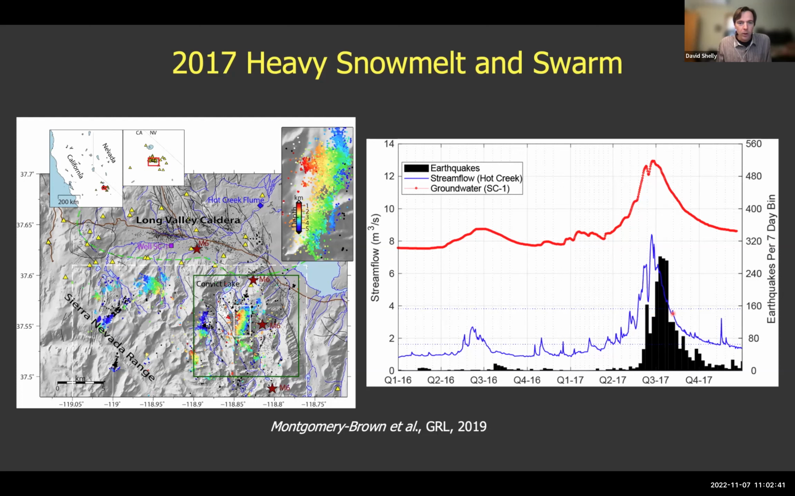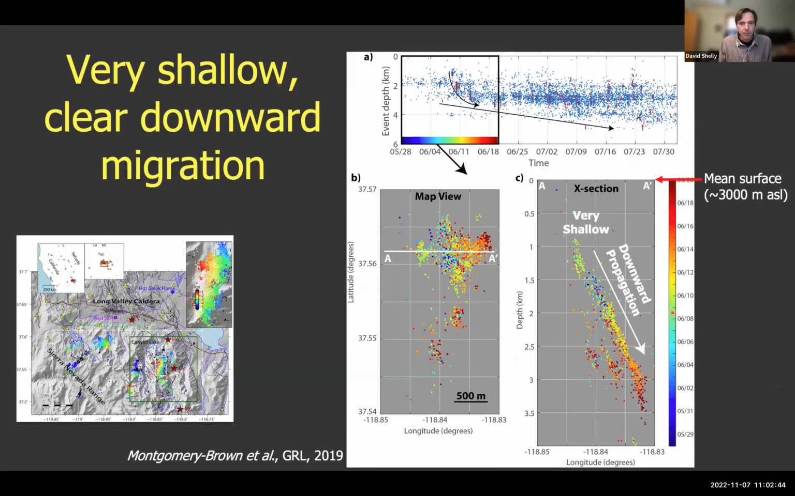So what we found when we relocated the seismicity from this sequence is that the seismicity, for one, was very shallow, and for two, it had a clear downward migration trend. And this is the opposite migration trend from what we typically see in earthquake swarms in general, I guess.